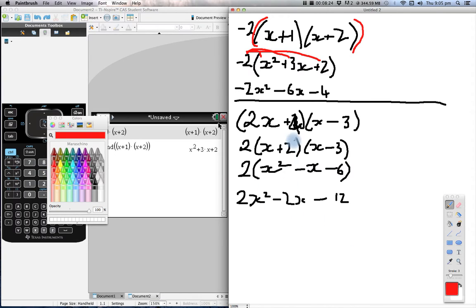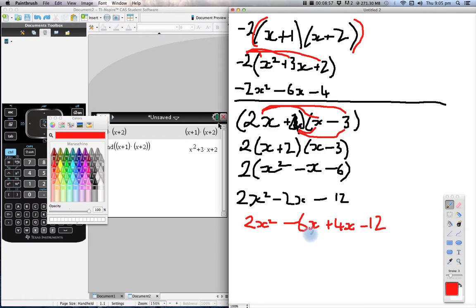Of course, it probably is easier to do 2x times x, 2x times minus 3, 4 times x, and 4 times minus 3. So we can do that too. You'll see 2x times x is 2x squared. 2x times minus 3 is minus 6x. 4 times x is plus 4x. And 4 times minus 3 is negative 12.